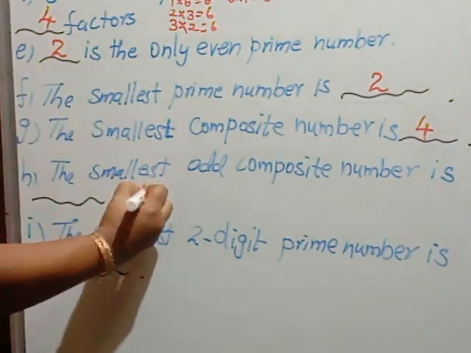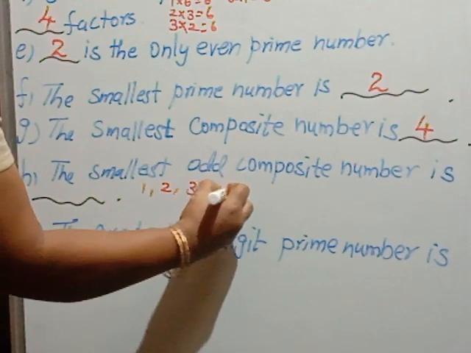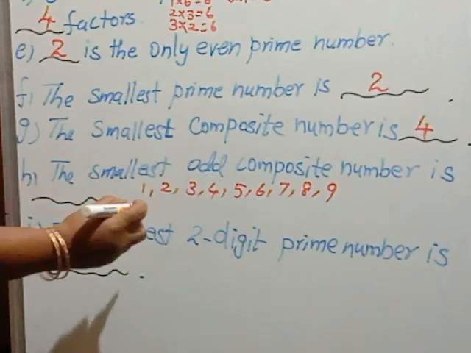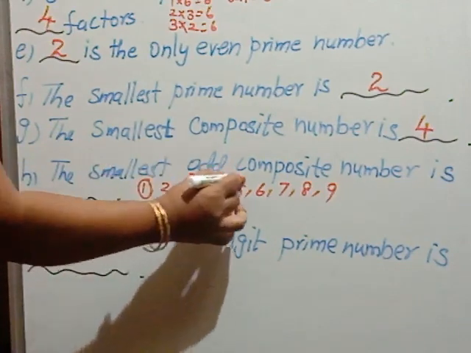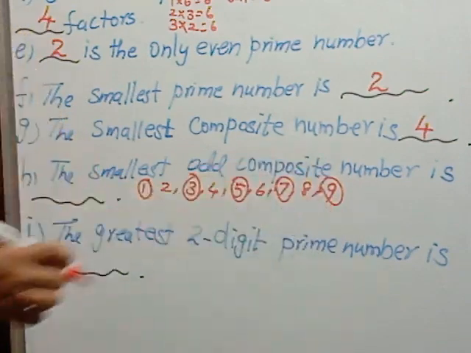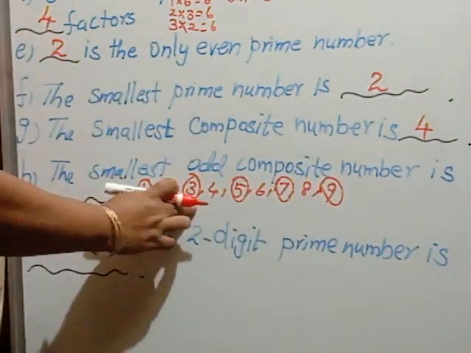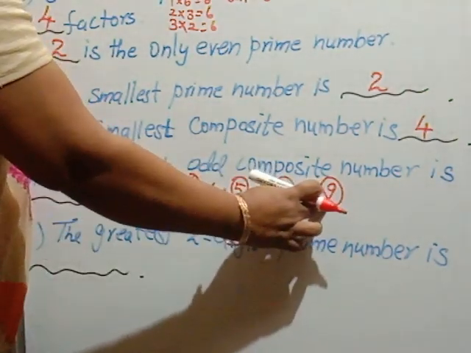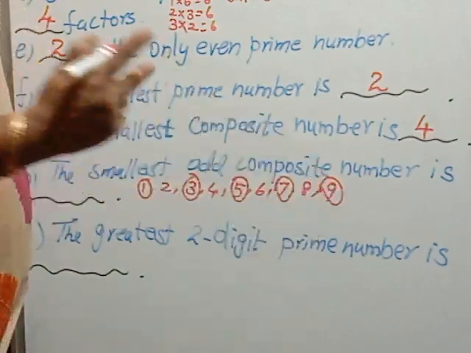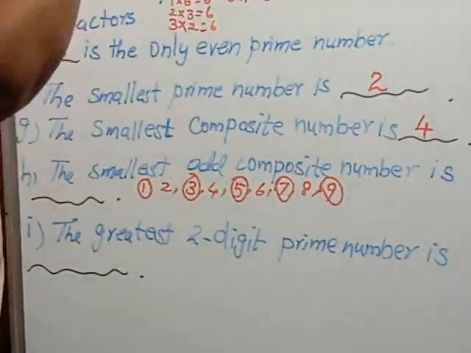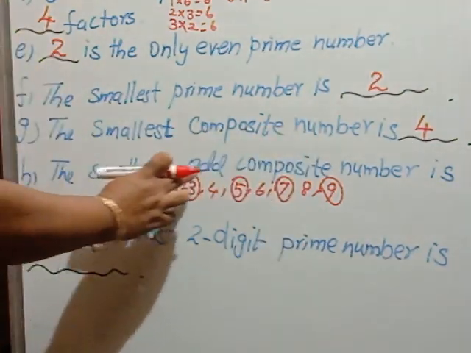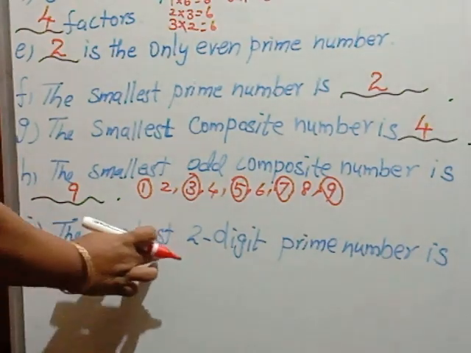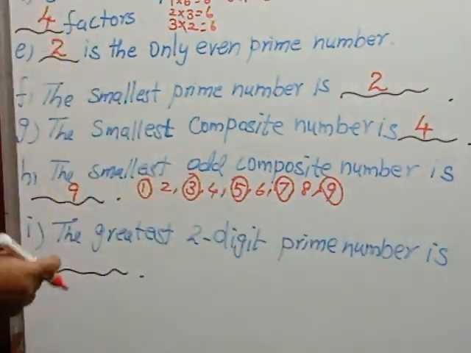I will write here 1, 2, 3, 4, 5, 6, 7, 8, 9. They are asking odd composite. Which are all odd numbers? 1, 3, 5, 7 and 9. In these odd numbers, 3 is a prime number, 5 is a prime number, 7 is a prime number. Is 9 a prime number? No, because it has more than 2 factors. It has 3 factors. In the example I already explained. So, the smallest odd composite number is what? 9.